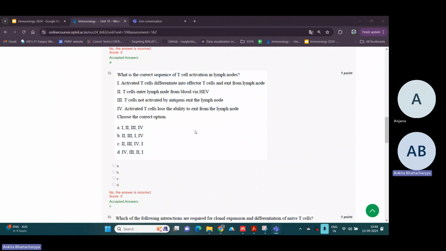Fourth is that activated T cells will lose the ability to perform this exit. Only the ones that do not interact will be able to exit and remain in circulation until they're eventually cleared from the system. But once activated, they are no longer able to exit that site and should stay there and wait for interaction with more and more concrete antigens.